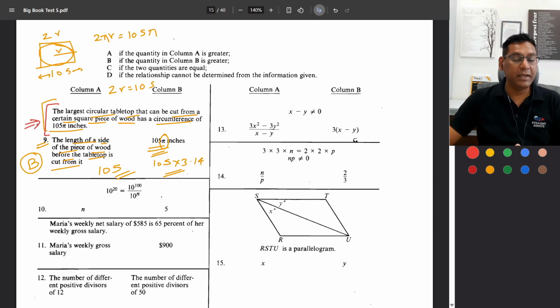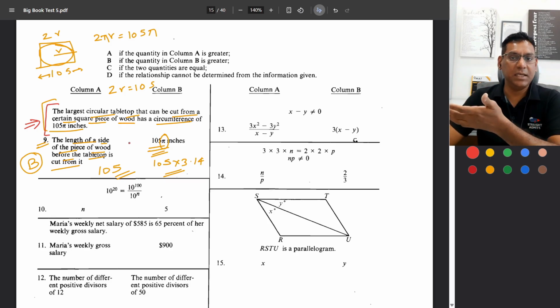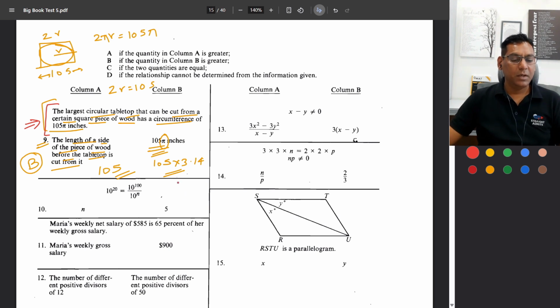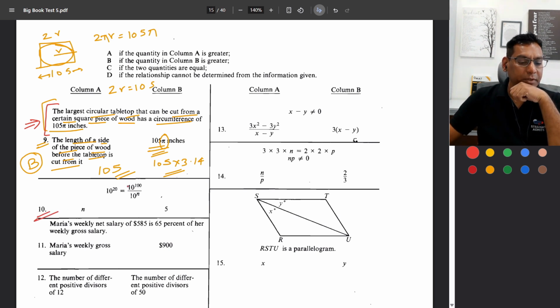You have to be very careful in reading this. Otherwise, also this pi thing, if you miss that, you might just mark C as the answer, right? So be very careful. Time and again, we have seen that. Okay, question 10: 10 raised to 20 is equal to 10 raised to 100 divided by 10 raised to n.